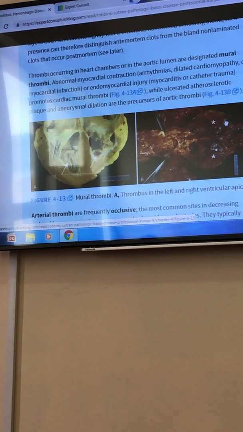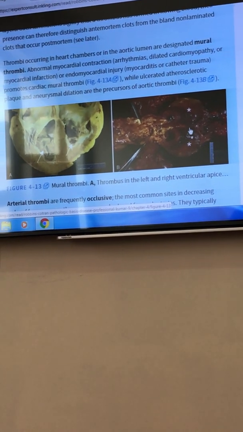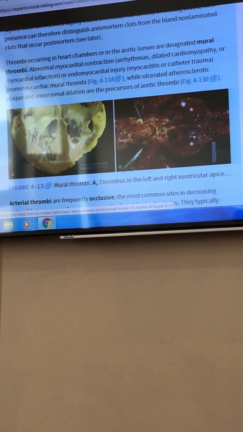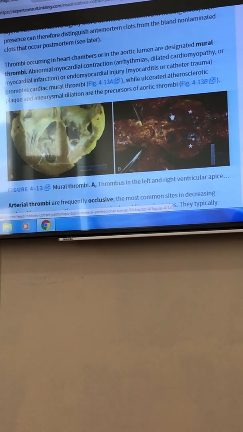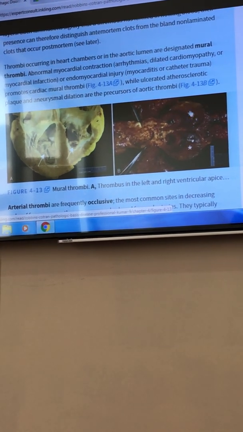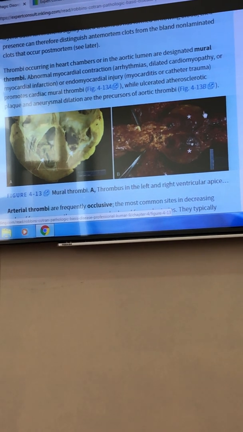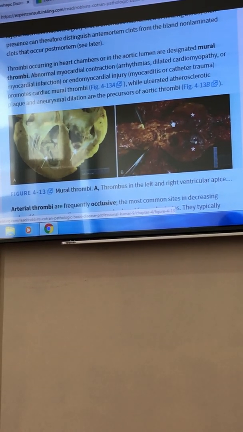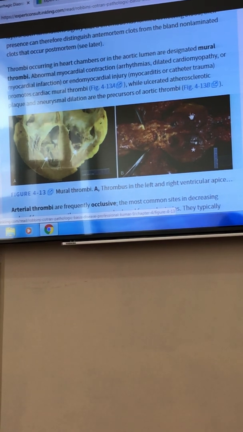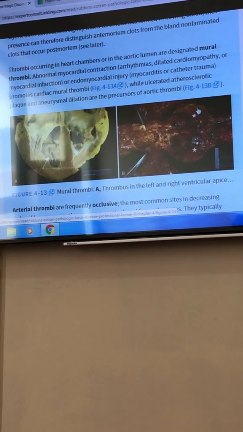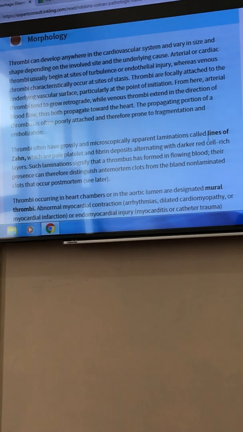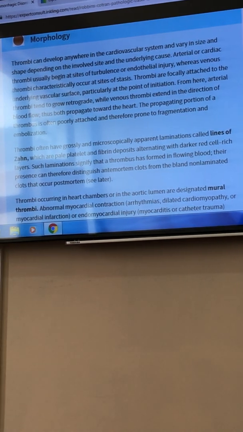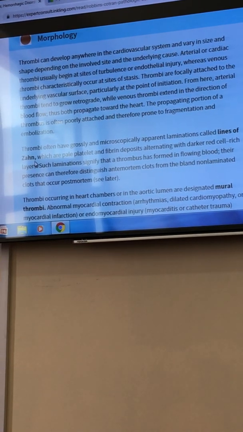And this is the picture of thrombosis. You see dark and lighter areas. In darker areas we have more red blood cells, in lighter areas more platelets and fibrin. This is called laminations, or different layers with different colors. These lines are called lines of Zahn. In German, Zahn means tooth.